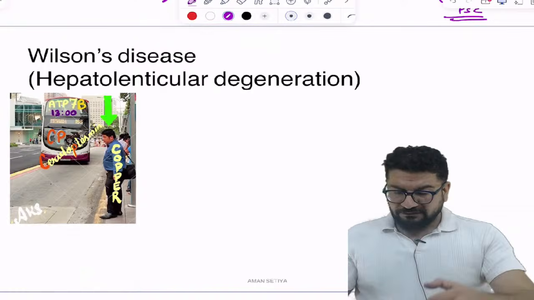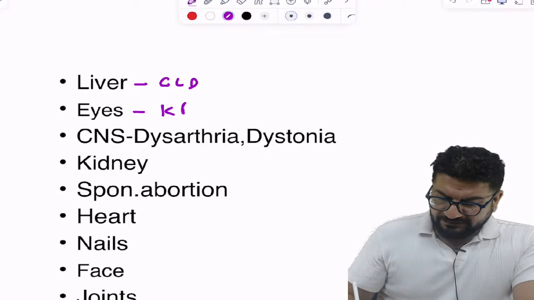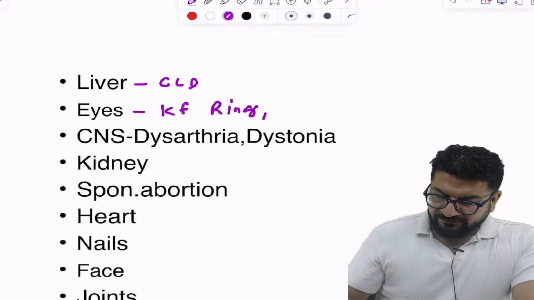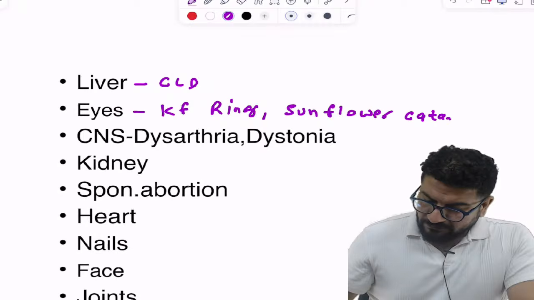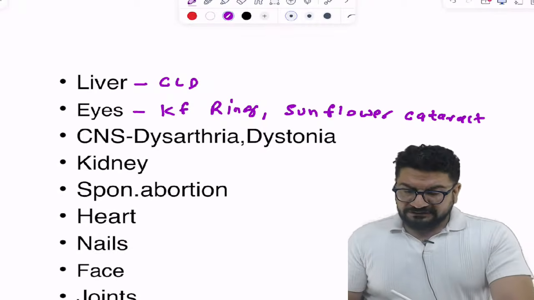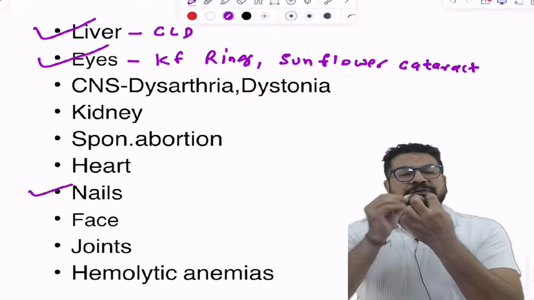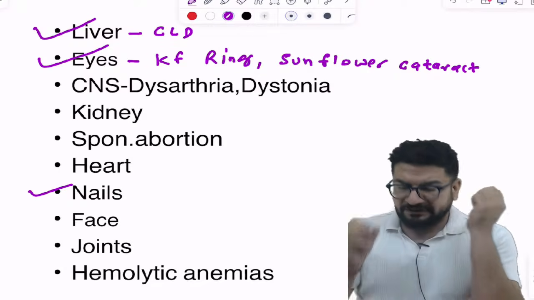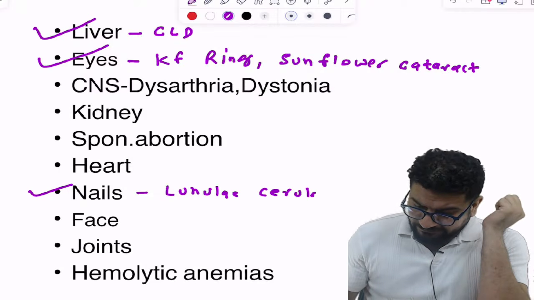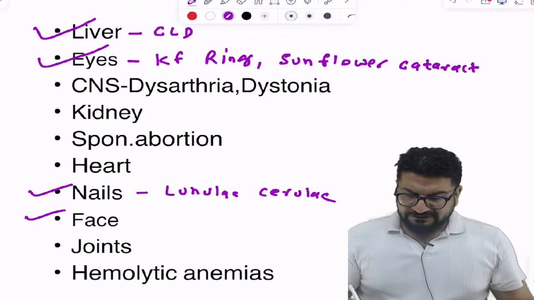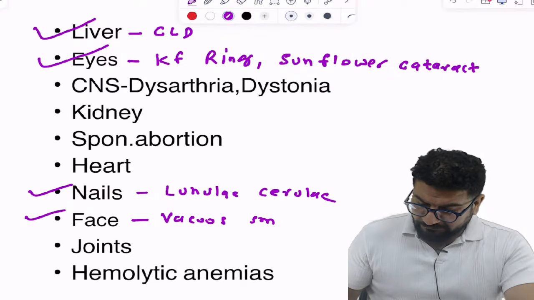In Wilson disease they ask what you will see. In the liver, the patient can develop CLD. In the eyes there can be KF ring and a type of cataract which we call sunflower cataract. Then there can be dysarthria, dystonia. There can be spontaneous abortion, not that important. In the nails, the part of the nail called lunula turns blue; we call this lunula ceruleae. Then there can be face involvement. You can see an empty smile on the face, which we call vacuous smile.